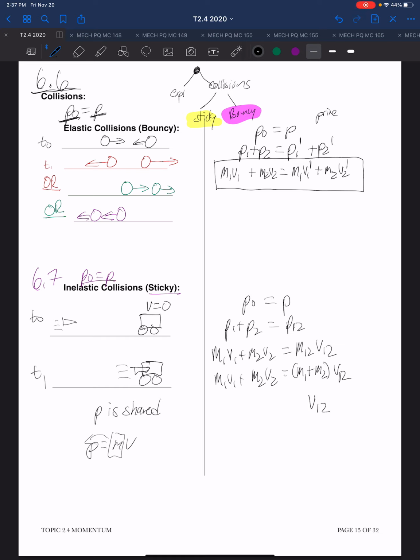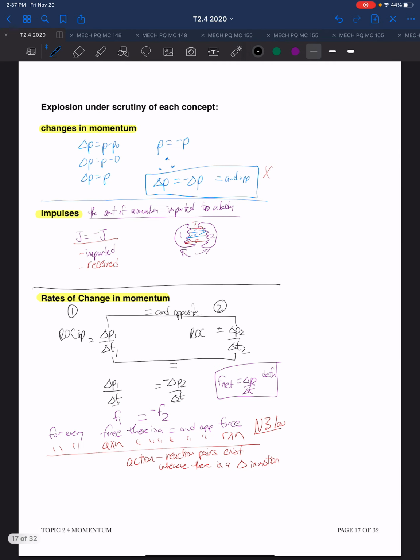If we were looking for v12, then it would be that relationship where we're dividing both sides by the sum of the masses m1 plus m2. So this is what we're looking at here, and if we are looking to predict the final velocity, we're looking at that there. So let's try a concrete example here.